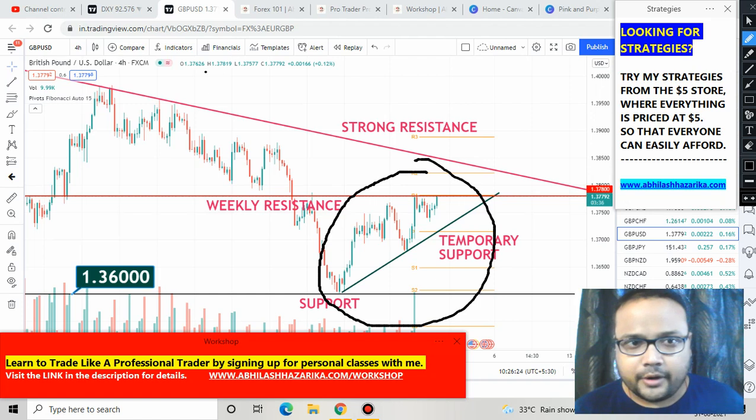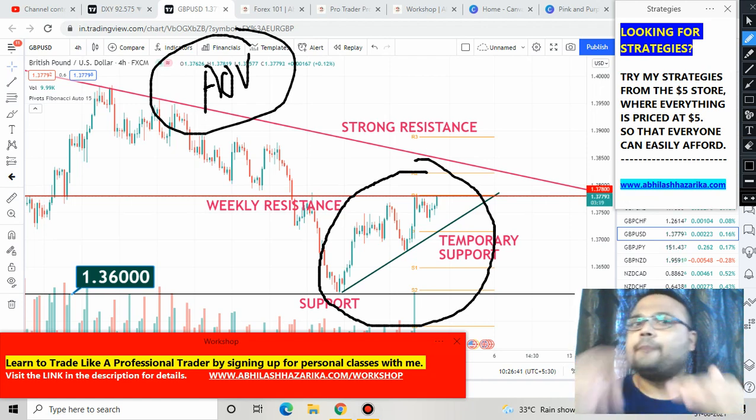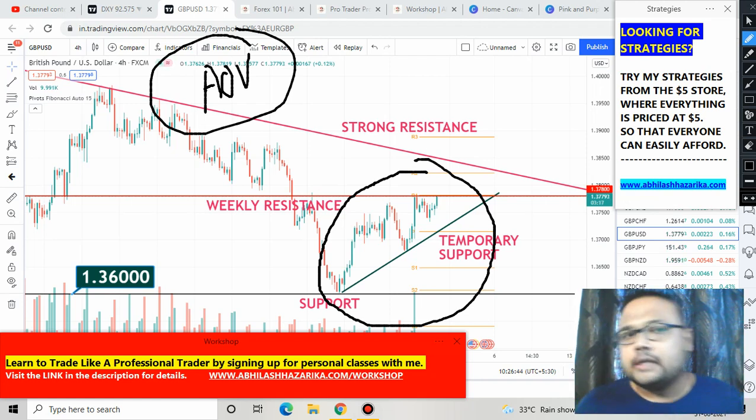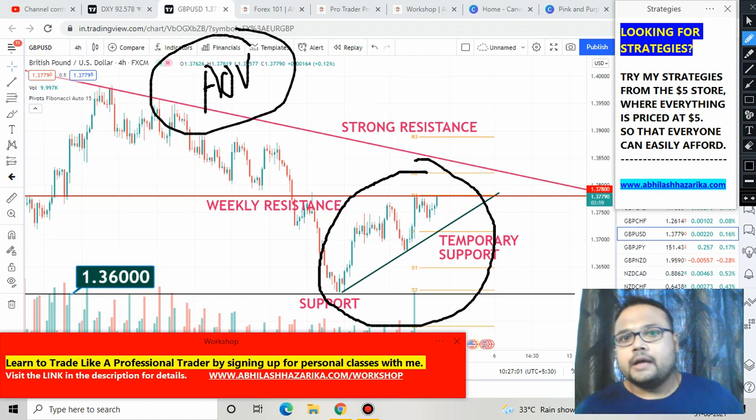The second important point is the area of value, or the best trading opportunity. As I have already said in hundreds of my videos, the area of value is extremely important, very essential. The best buying opportunity in an uptrend market is always near the support, whereas the best selling opportunity in a downtrend market is always near the resistance. Right now GBP USD is going up, so at this moment the best buying opportunity will always be near the support. And right now you can see that it is standing at the weekly resistance here.